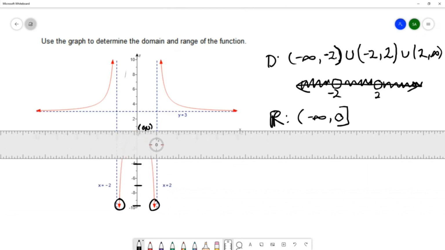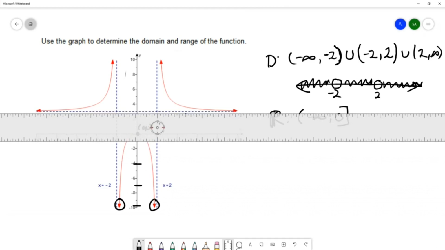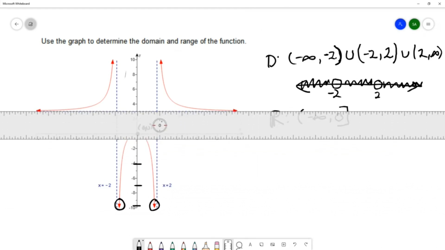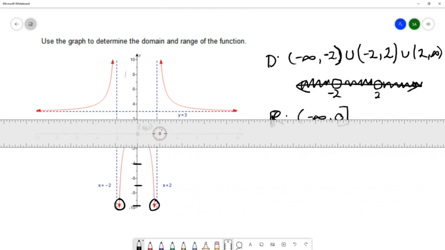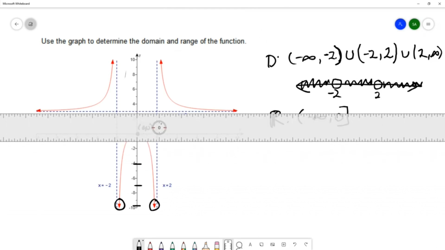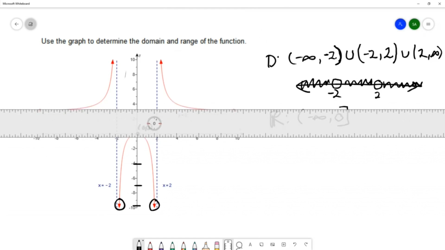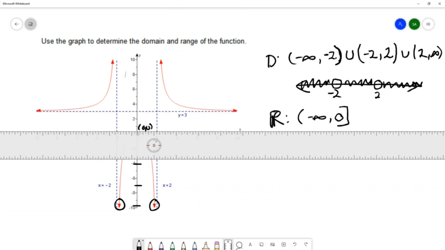We notice that the ruler does not touch the graph for this whole section here in the middle. And it's not until we get to this dashed line here that we have some more pieces of the graph. So my range is not going to start again until y equals 3.